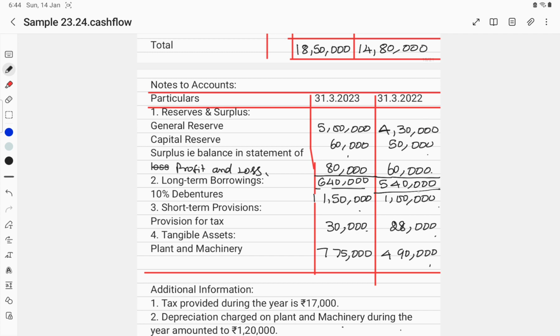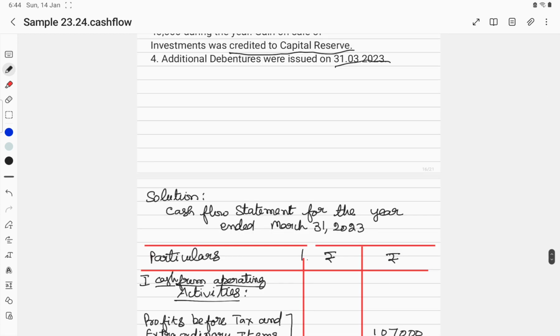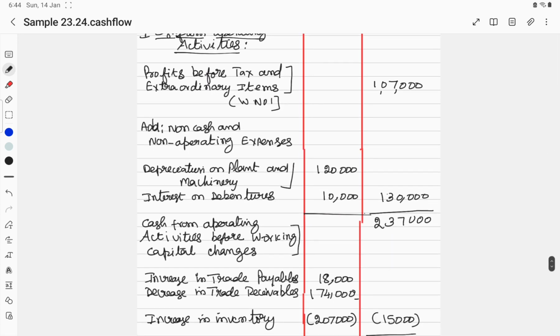Here interest on debentures is 10% as on 31/3/22 for 1 lakh, 1 lakh into 10%, that is 10,000. Totally 1,30,000. So cash from operating activities before working capital changes is 2,37,000.